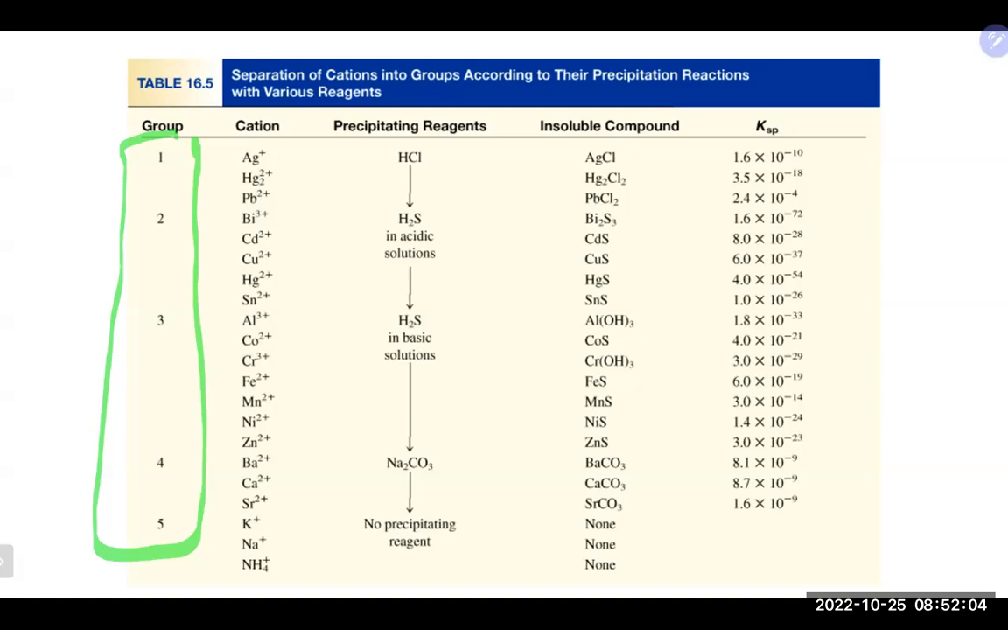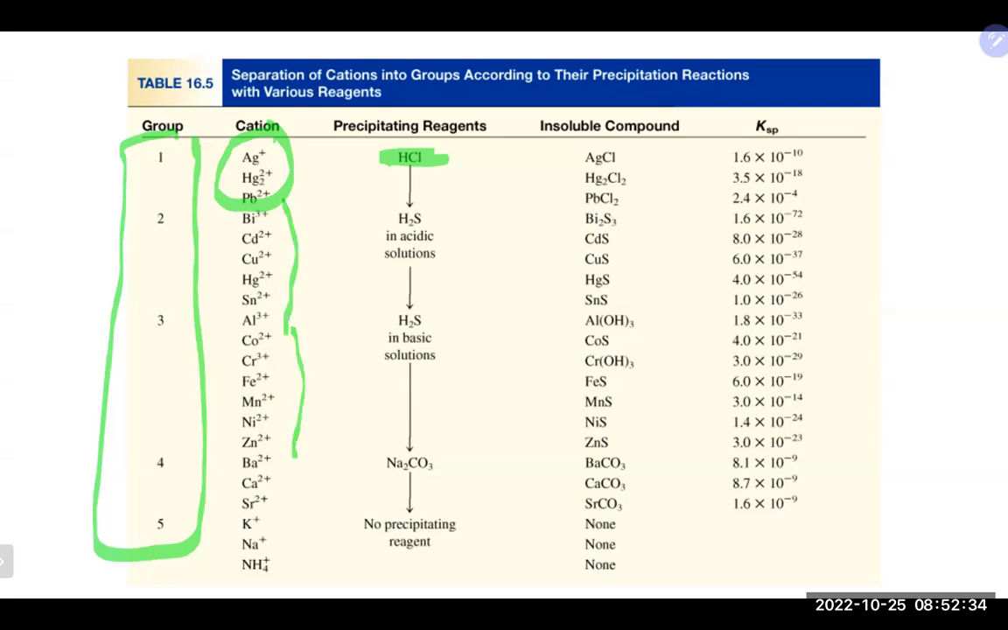So for example, group 1 here is silver, lead, and mercury. And that is basically your chlorides, bromides, iodides, exceptions that make solids. And the way we precipitate out group 1 is you add HCl, which is a source of chloride. Basically all group 1 ions will come out as solids. They all come out as chlorides. That allows you to separate them out from our group 2 and group 3 ions.